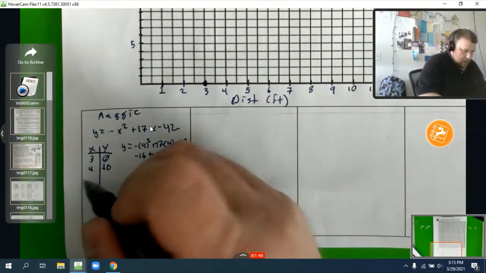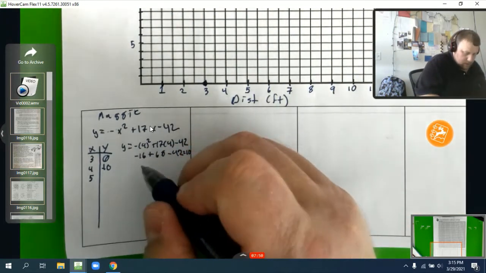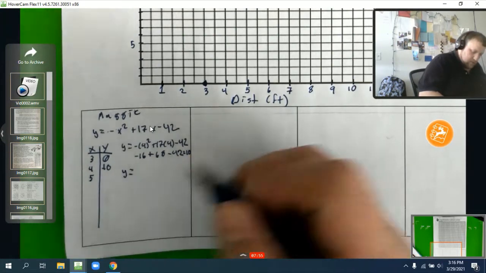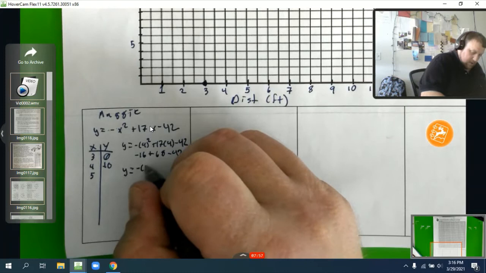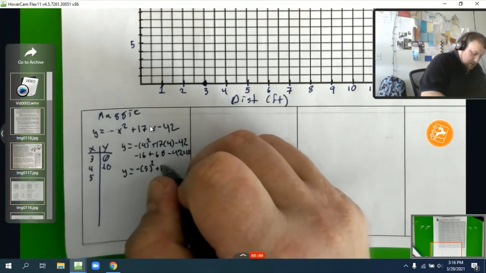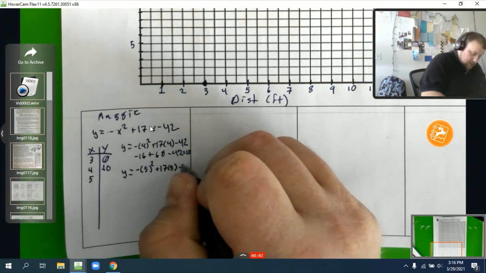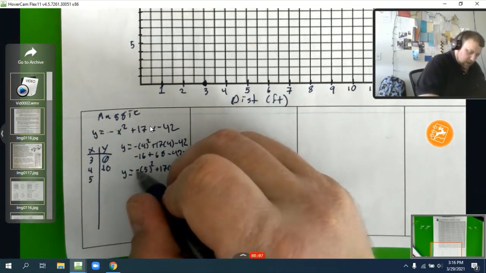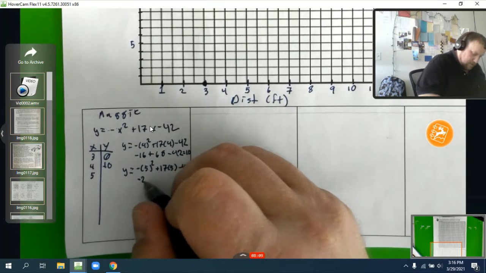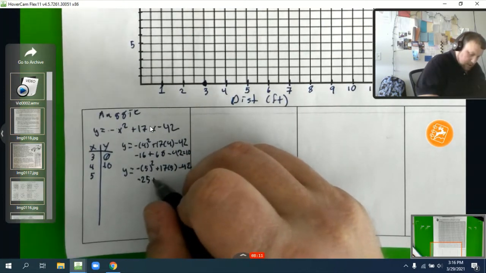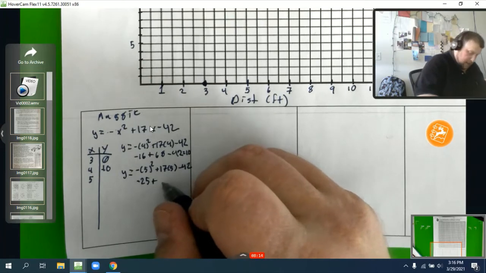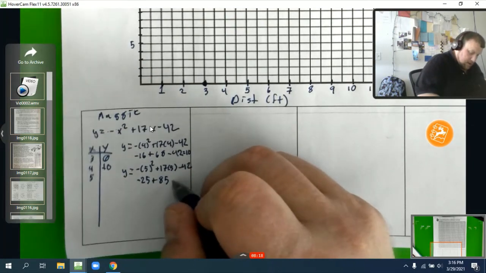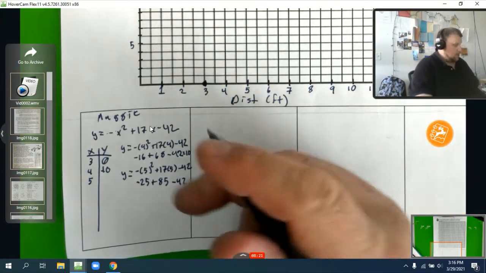All right. And let's go to 5. Trust me, this is actually going to be easier than you think. You're going to do the same thing. Y equals negative 5 squared plus 17 times 5 minus 42. Okay, so again, that's negative 25 plus, that's going to be 85. 5 times 10 is 50. 5 times 7 is 35. Add them together is 85. And then minus 42.